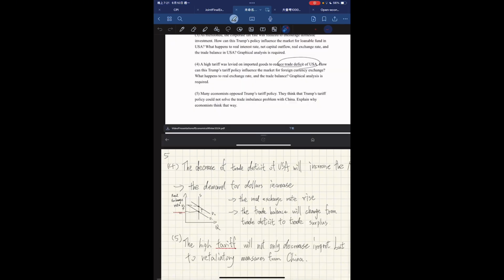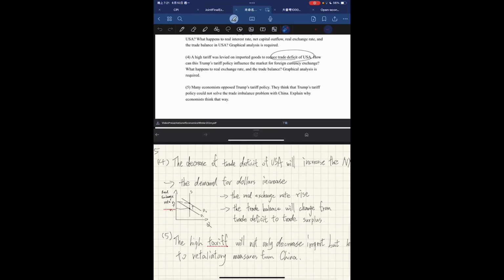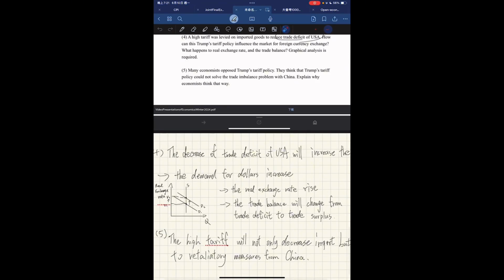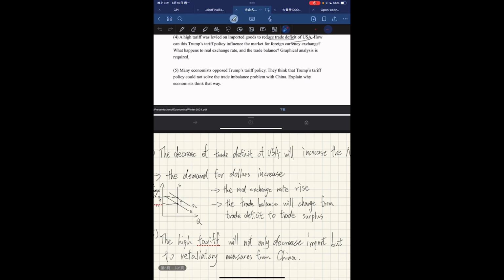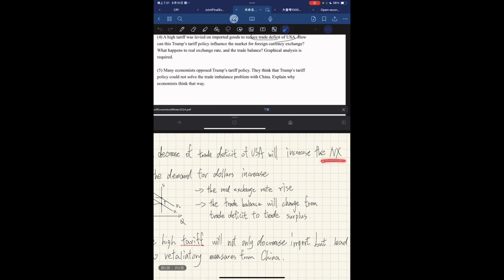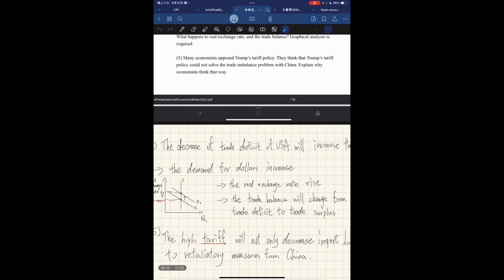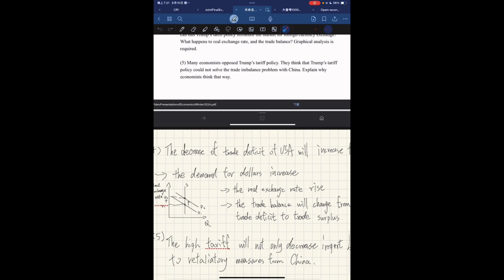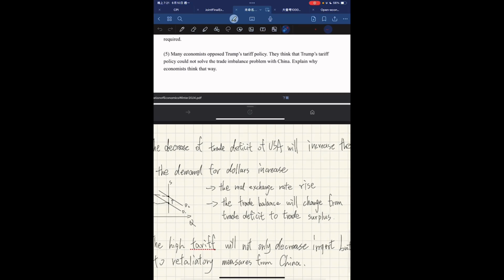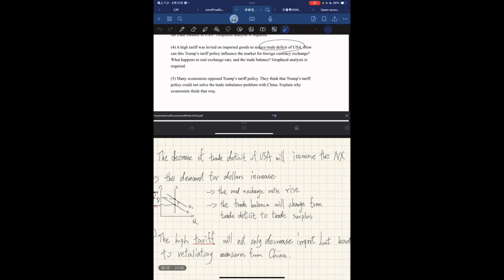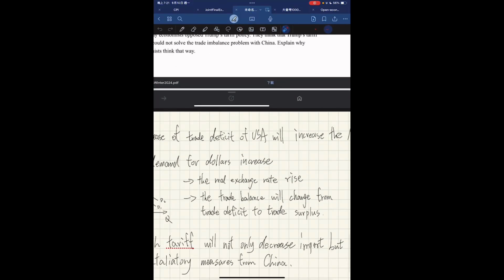Okay. First, the decrease of the trade deficit of the USA will increase the net export. So the demand for dollars will increase. As the demand increases, the real exchange rate will increase too. So the real exchange rate rises, and the trade balance will change from trade deficit to trade surplus.